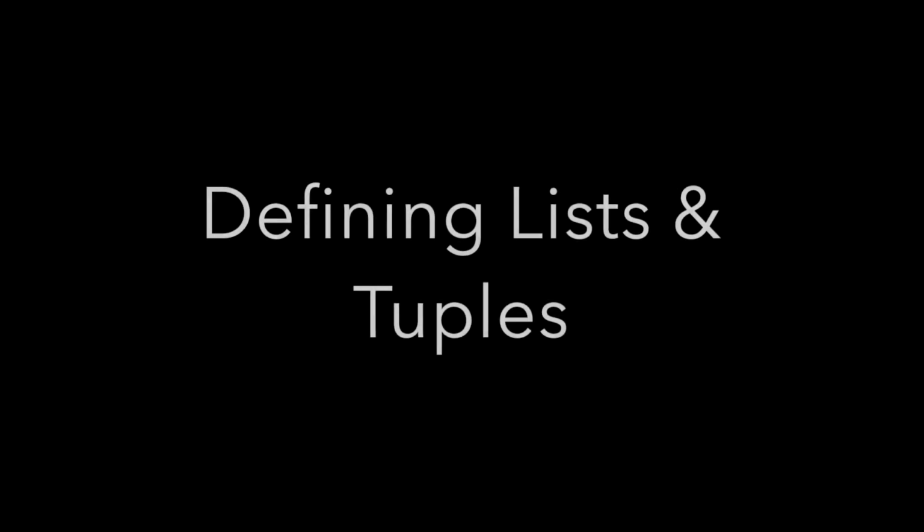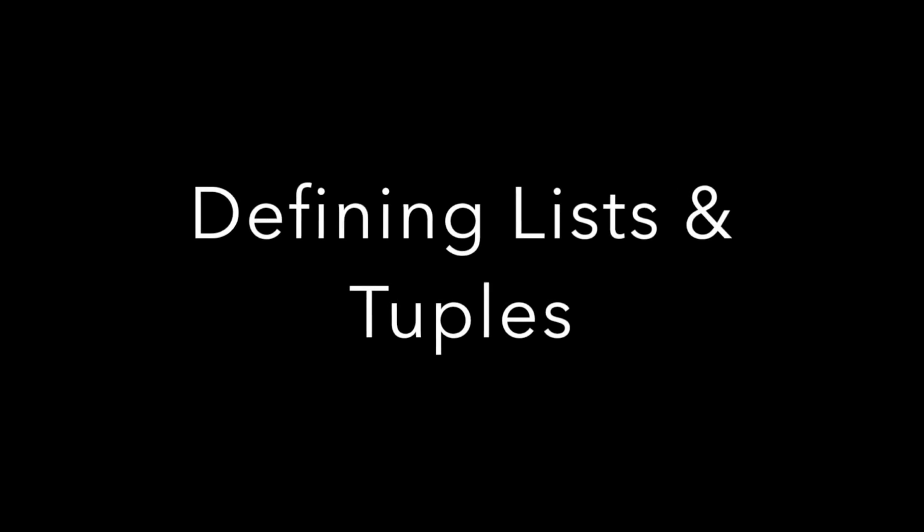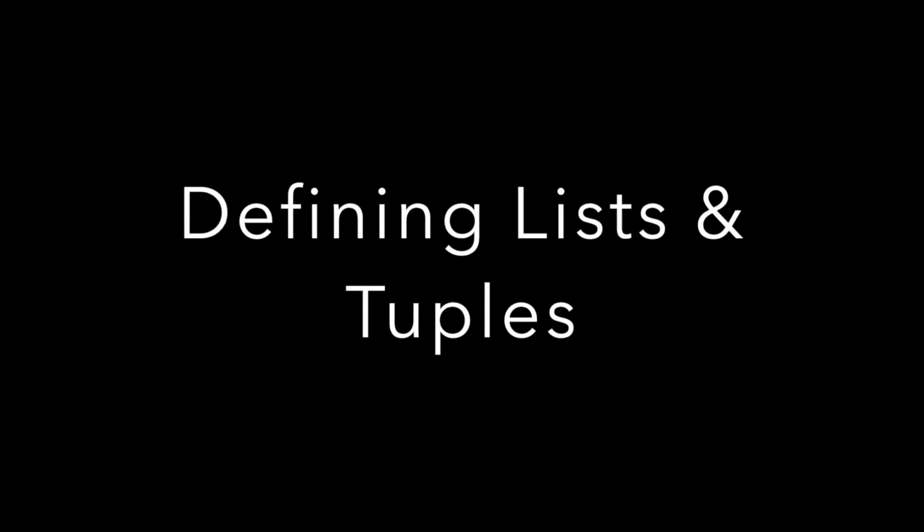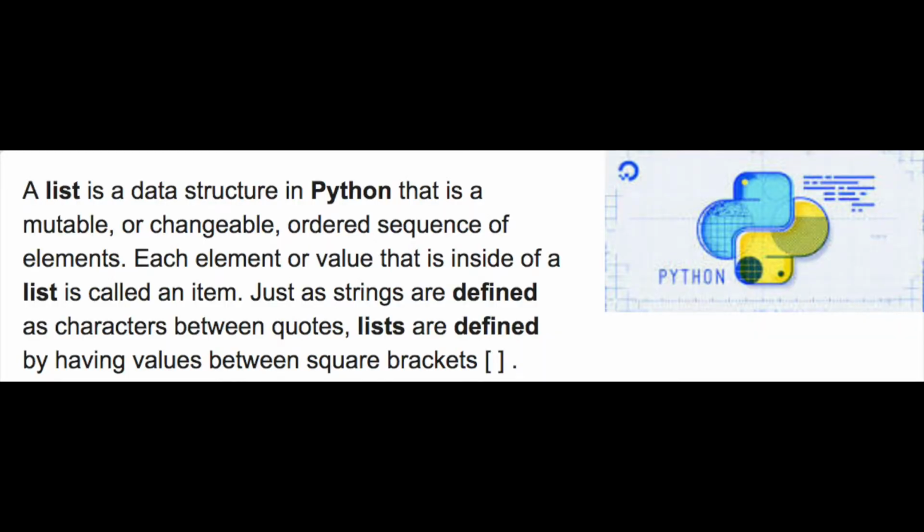So when it comes to lists and tuples, I think the best way to describe their functionality is by giving the definition for both. A list is a data structure in Python that is a mutable, or changeable, ordered sequence of elements. Each element or value that is inside the list is called an item. Just as strings are defined as characters in quotes, lists are defined by having values between square brackets.